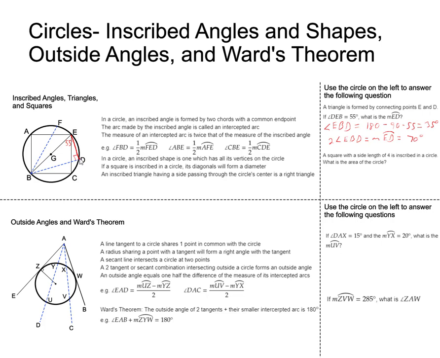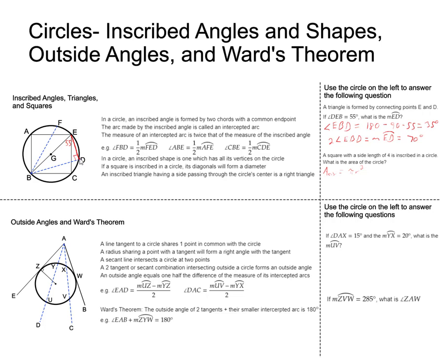A square with a side length of 4 is inscribed in a circle. What is the area of the circle? So we know that the area of a circle is equal to pi r squared. We have a square with a side length of 4 inscribed in a circle. That means the diagonal of the square passes through the center of the circle. That means we know that the diagonal of the square forms a diameter for the circle.